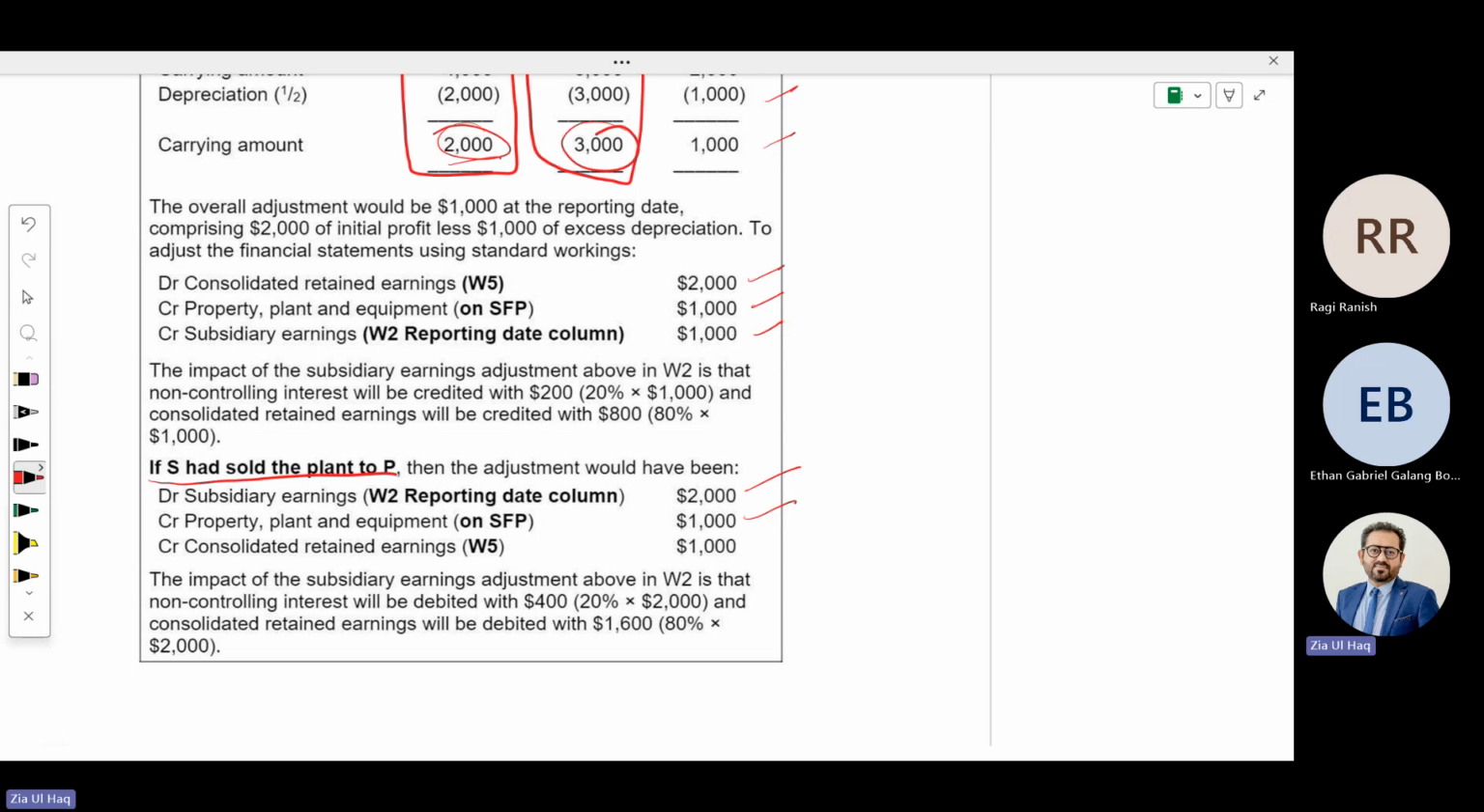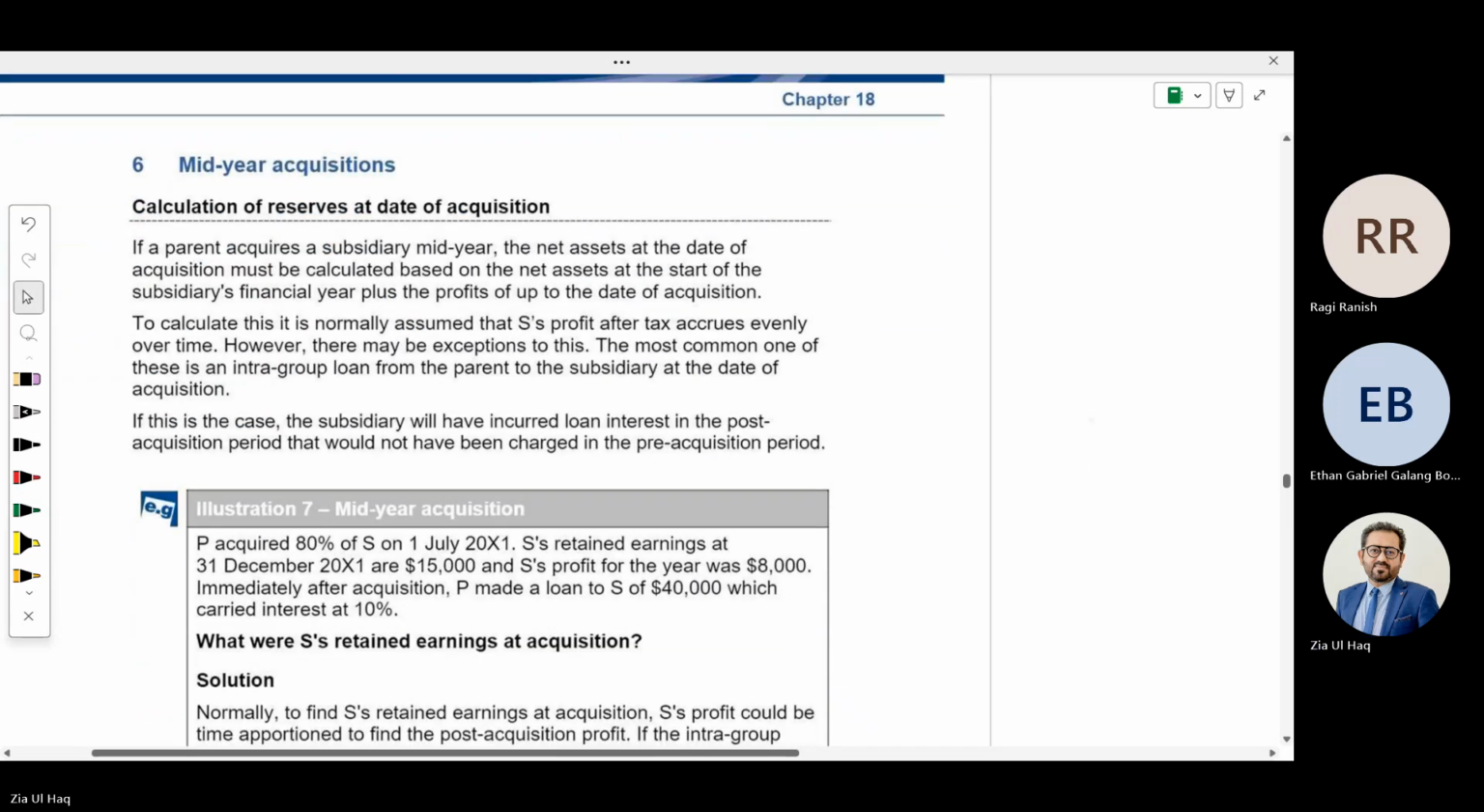Because this was deducted while calculating the profit, and due to this, profit was lower. So we need to add to the profit. Profit means retained earning, because profit, where it's gone? To retained earning. So we'll increase retained earning by crediting it. Can you understand this? Let's move forward.